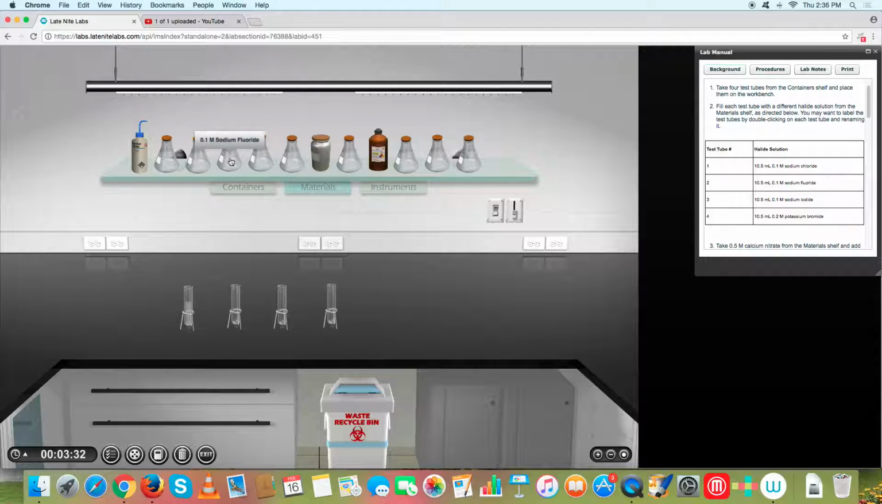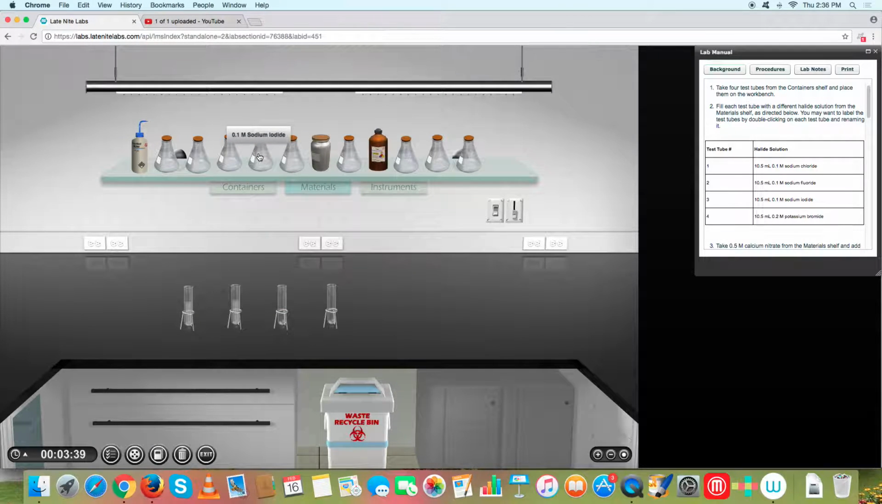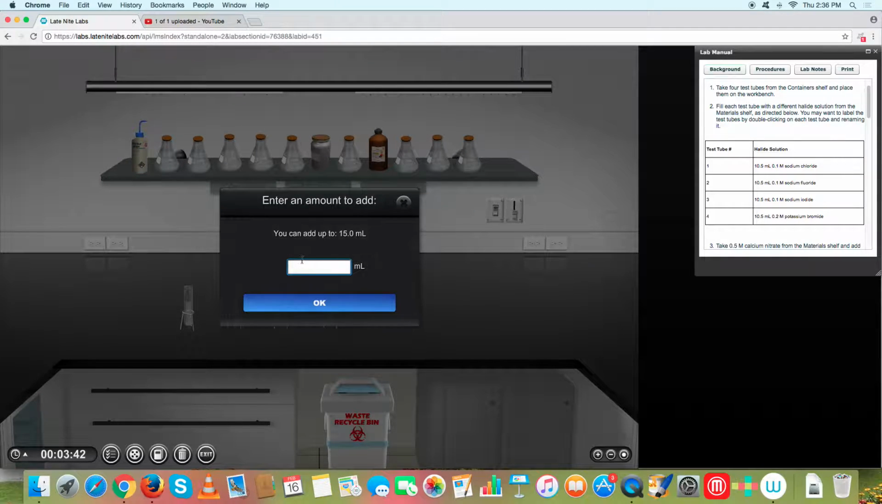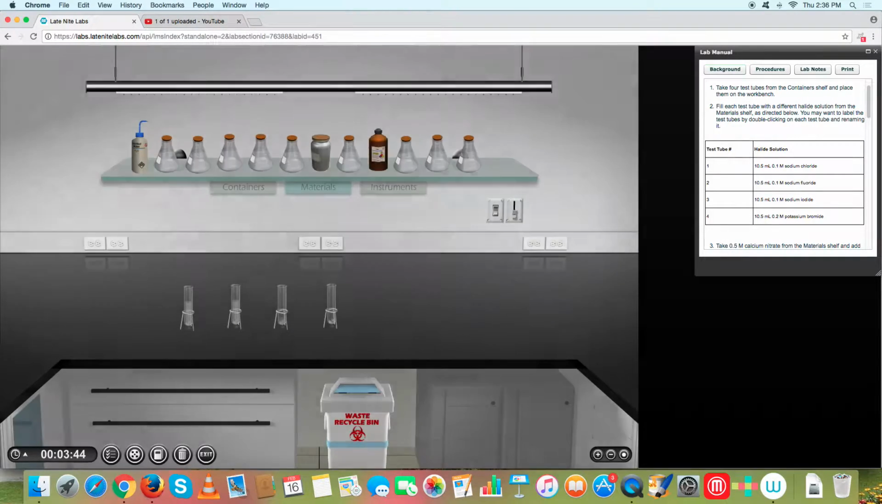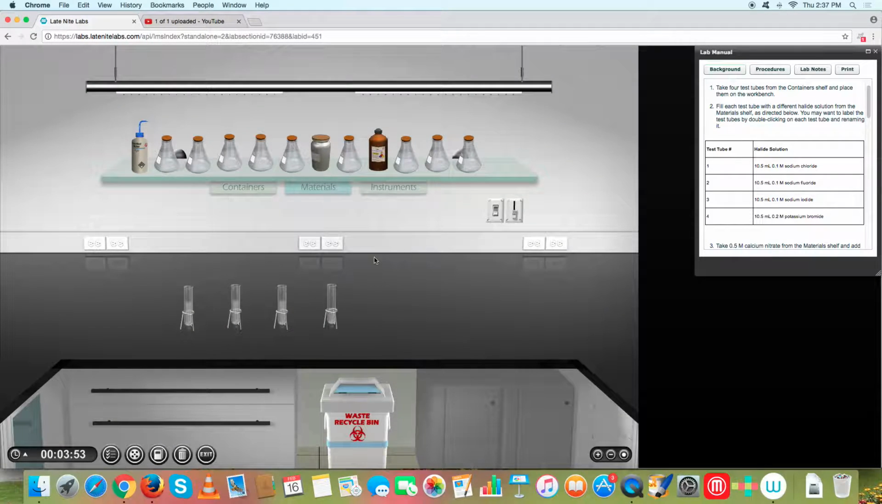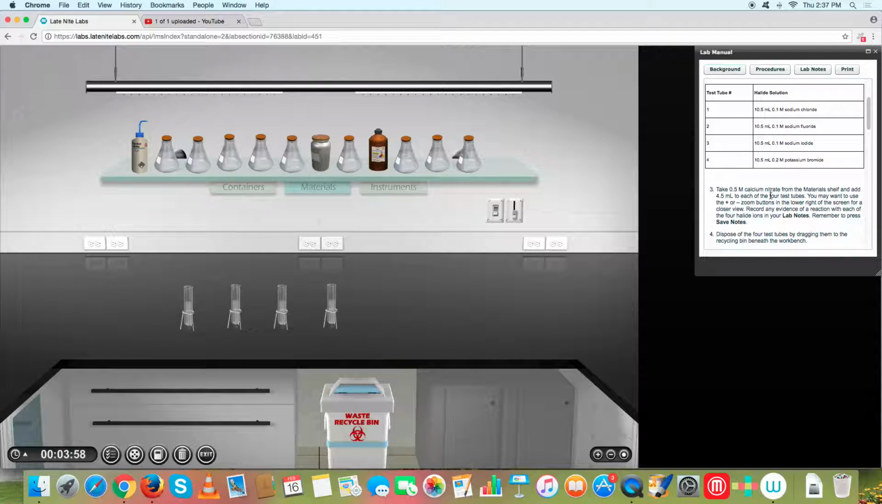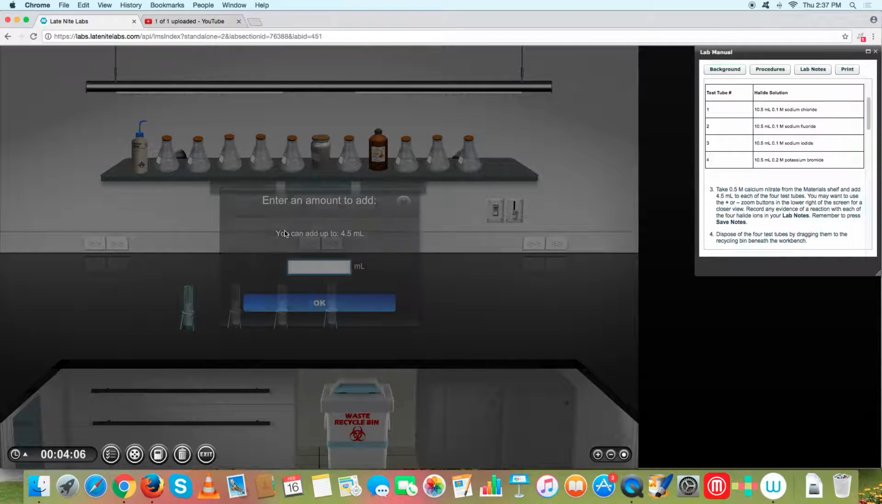We'll do the same for the next one, sodium fluoride. The next one, sodium iodide. And the next one is potassium bromide. So now we've got our samples. Now it says to add the calcium nitrate, 0.5 mole of calcium nitrate, into the four test tubes. Here's your calcium nitrate. So we put it on the test tube, and it says to add 4.5 mL, so that's what we'll add.